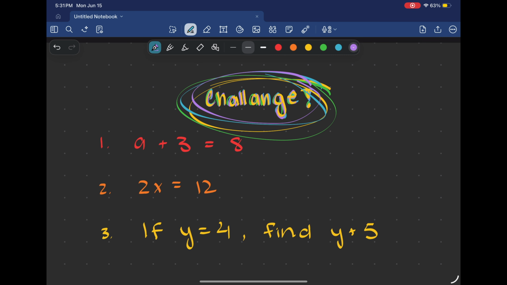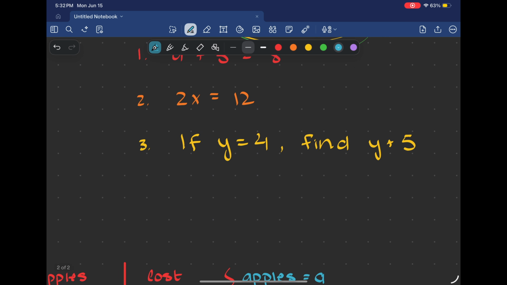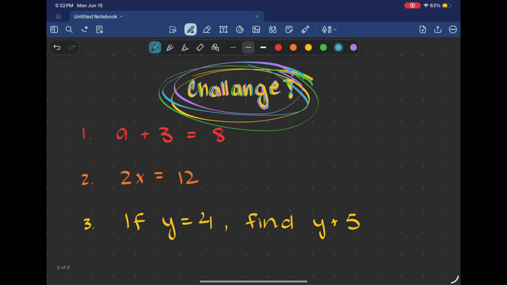Here are our challenge problems. Let's try to figure out what a, x, and the value of this expression is equal to. For the answers, let's go. First, let's evaluate the first equation. A. What plus 3 is equal to 8? I hope everyone said 5. The next one. What times 2 is equal to 12? I hope everyone said 6.